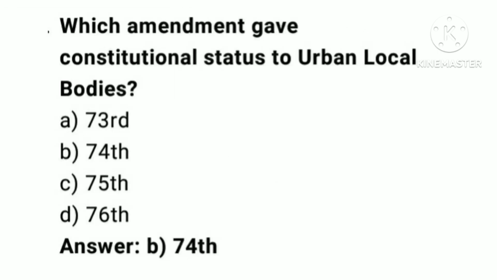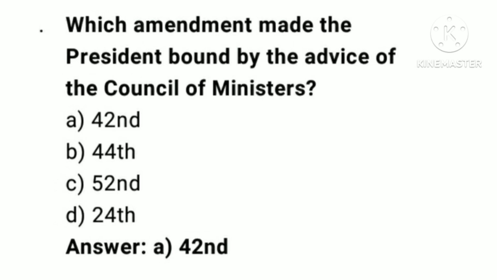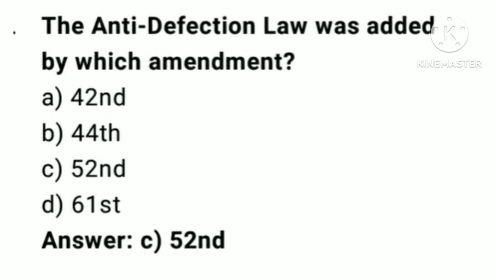Which amendment gave constitutional status to urban local bodies? Answer: 74th Amendment. Which amendment made the President bound by the advice of the Council of Ministers? Answer: 42nd Amendment. The anti-defection law was added by which amendment?